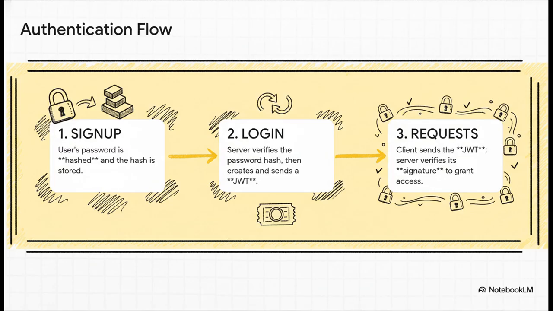So here it is, the whole dance from start to finish. Step 1, you sign up and your password gets hashed. Step 2, you log in, the server hashes what you just typed, checks if it matches the stored hash, and if it does, it gives you a shiny new JWT. Step 3, for everything you do after that, you just flash your JWT, the server checks the signature, and you're in. It's actually a really elegant solution.